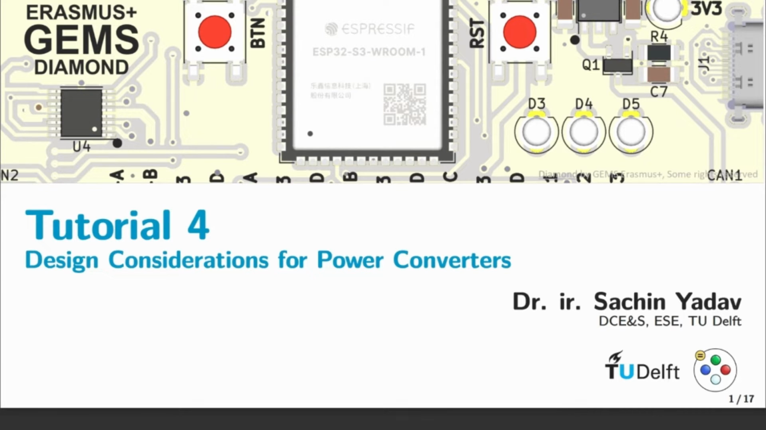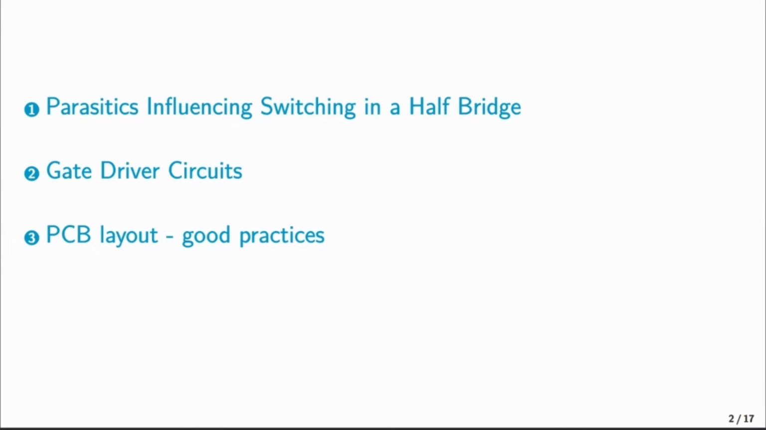In this tutorial, we will discuss the design considerations for a power converter, an essential building block in many electrical systems. The structure of this session is as follows. First, we will look at the various parasitic elements that influence the switching behavior of semiconductor devices. Next, we will study the operation of commonly used gate driver circuits. And finally, we will conclude with some best practices for PCB layout design in power converters.